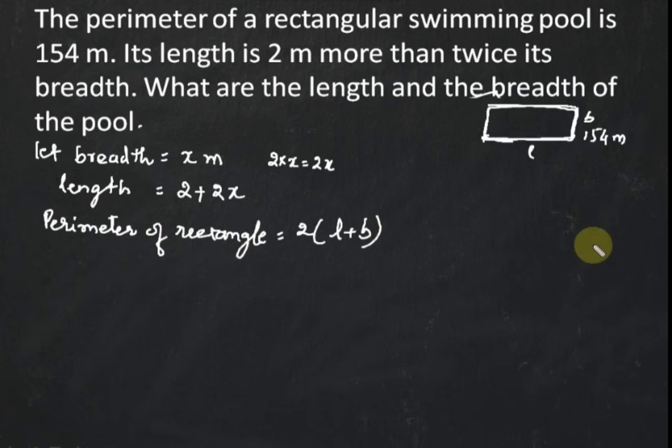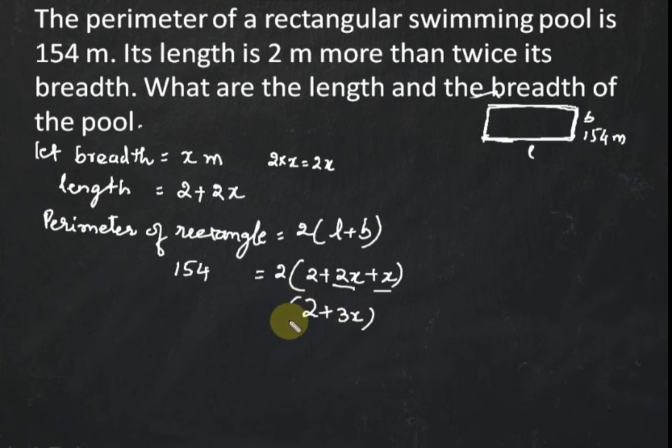Now substitute the values. Perimeter of rectangle, the value is 154, is equal to 2 into length, which is 2 plus 2x. Breadth is x, so plus x. Now whatever is there inside the bracket you are going to add. So 2x plus x will be 3x. 2 plus 3x and 2 outside the bracket. 154 is equal to 2 into 2 plus 3x.